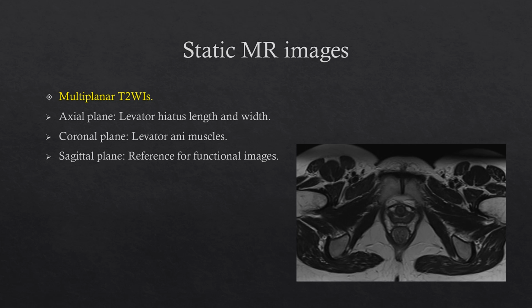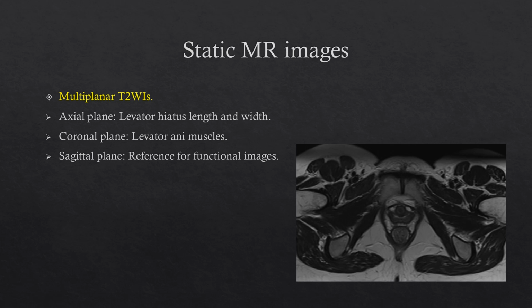Starting with the static MR images, we have multiplanar T2 images, as we discussed in the first part. We are using the axial T2 plane. As you see here, this is the axial plane. We should focus on the puborectalis muscle. It is symmetrical, with normal wall thickness. Also, we should see the vagina. This is the vagina. It takes an H-shape configuration or butterfly configuration.